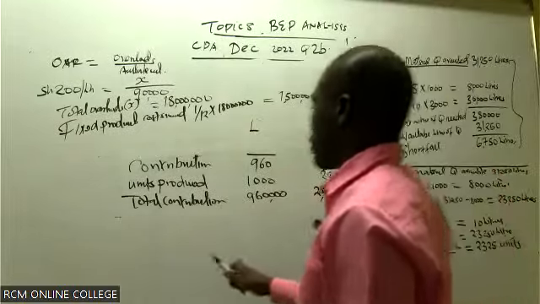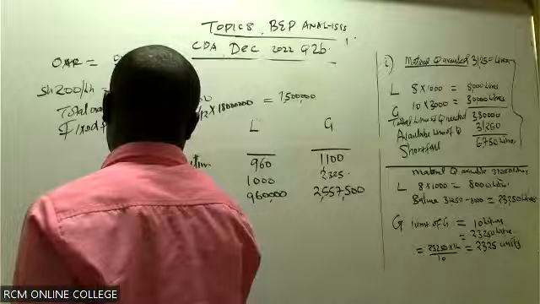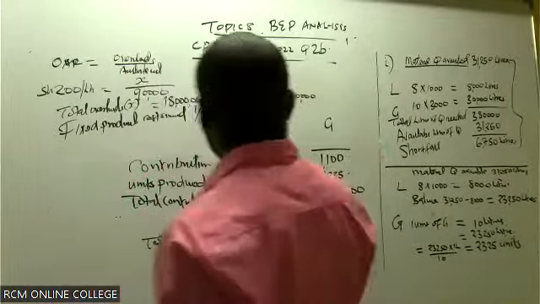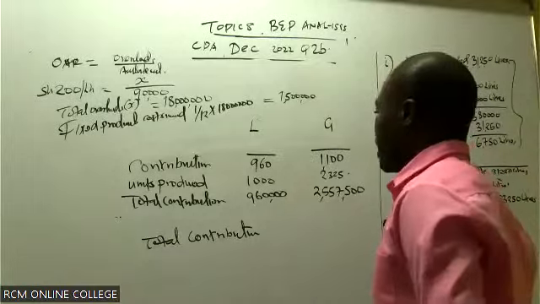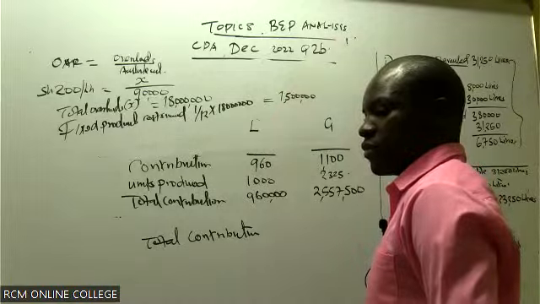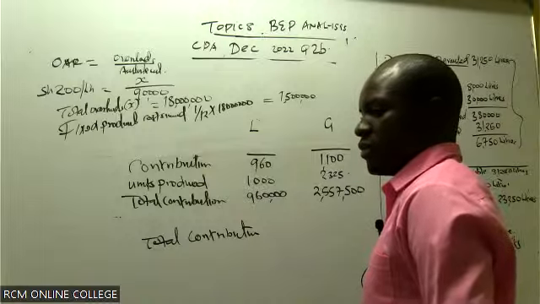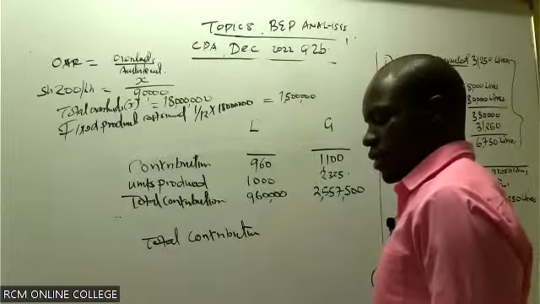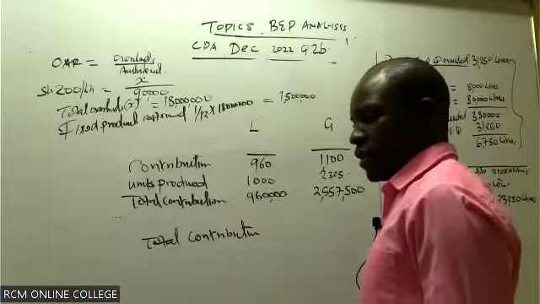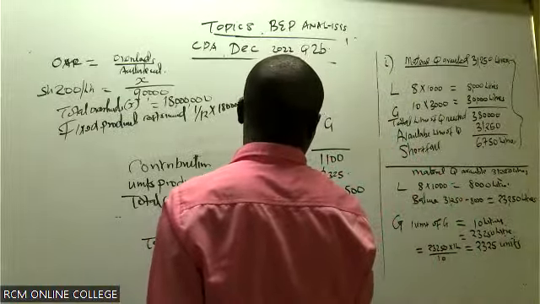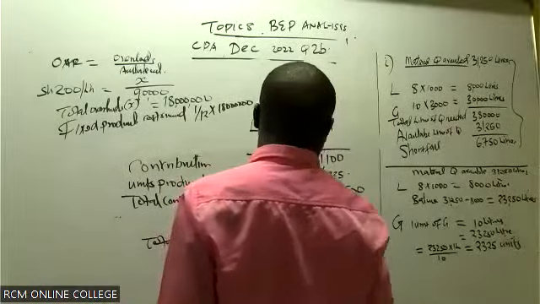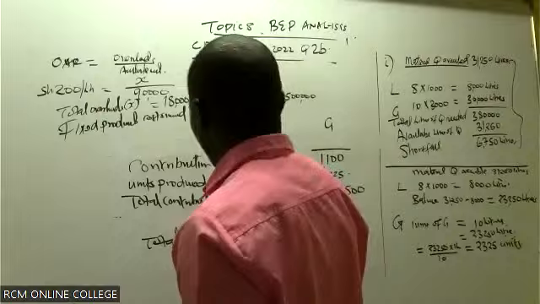Now, give me this one here. Total contribution: how much do you get? This plus this. When you add these two, how much do you get? 3,517,500. That is the total contribution.